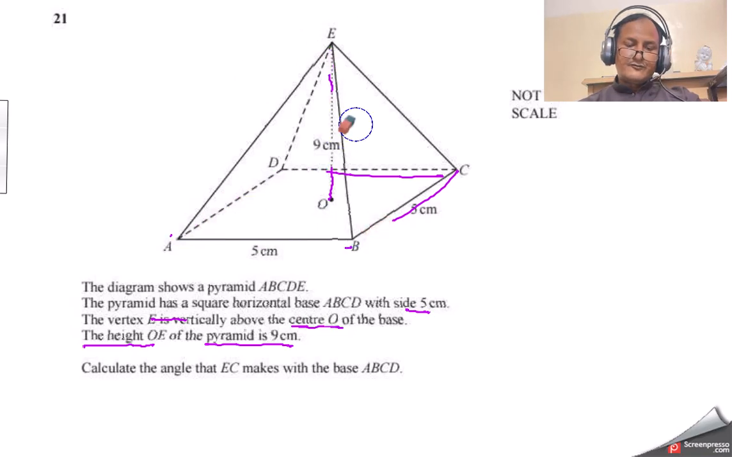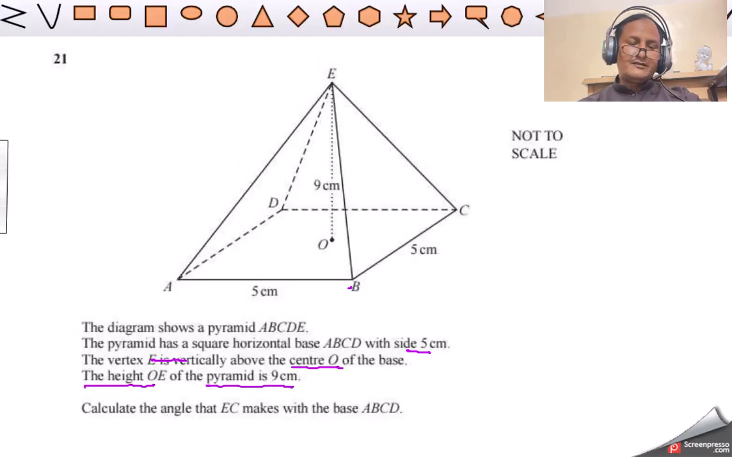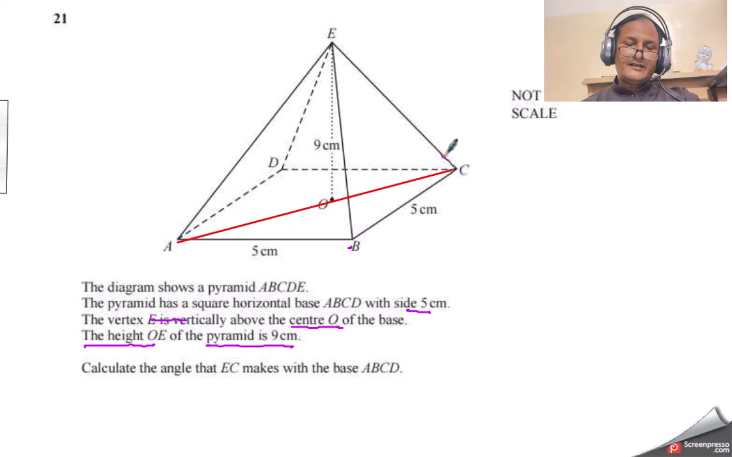Then what are we supposed to do over here? Calculate the angle EC makes with the base ABCD. We're supposed to find this angle, the angle EC makes. We have this right angle triangle, and in the square the diagonals make a 90 degree angle, otherwise we have the perpendicular height, which is given.